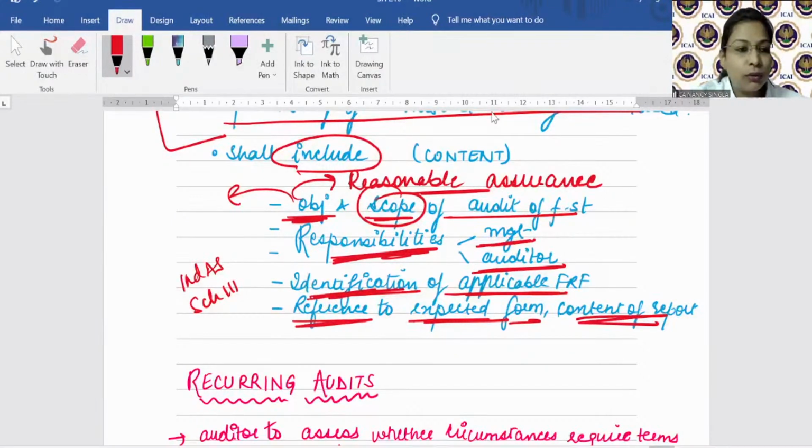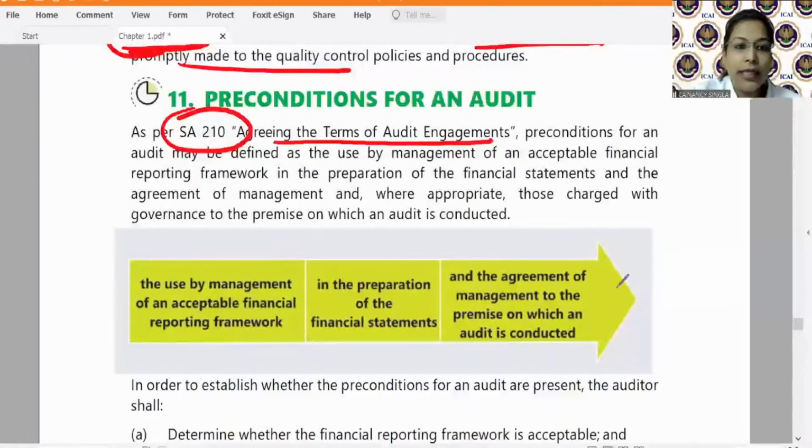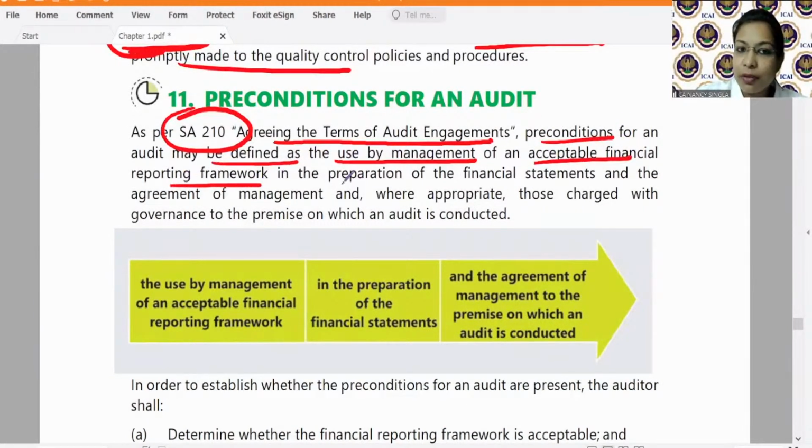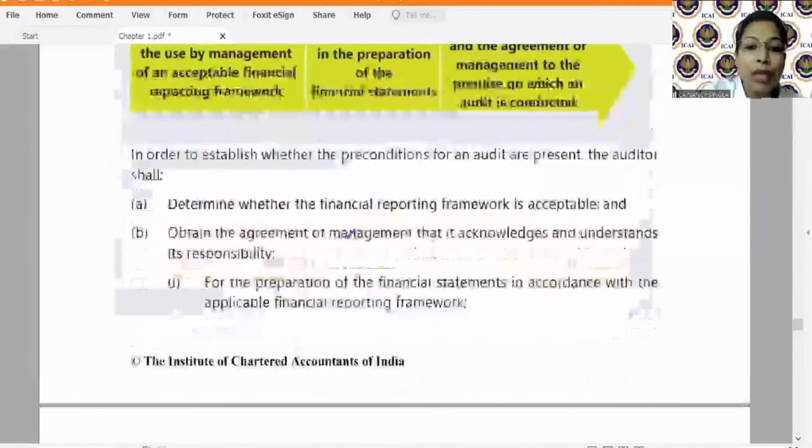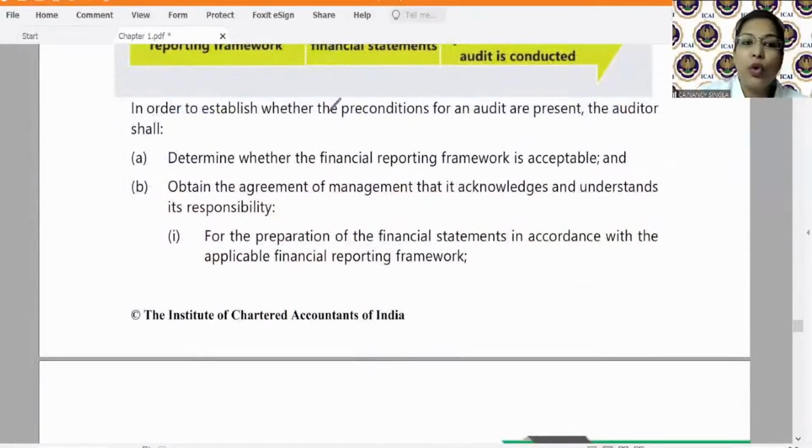क्लियर। तो अभी रुको, ये हम देखते हैं मॉड्यूल से, preconditions for an audit, SA 210, agreeing the terms of audit engagement. So preconditions for an audit may be defined as the use by management of acceptable FRF in preparation of financial statement and agreement of management and where appropriate those charged with governance to the premise, basis on which the audit is conducted. क्लियर है? कोई डाउट है? नहीं है, ठीक है। अब preconditions है नहीं, what shall auditor check?